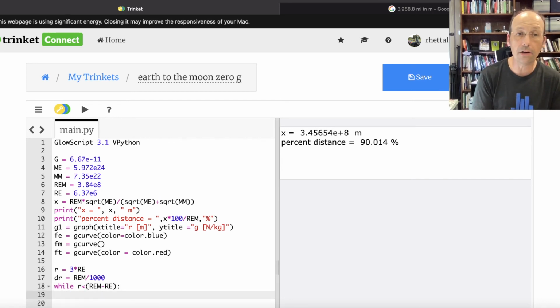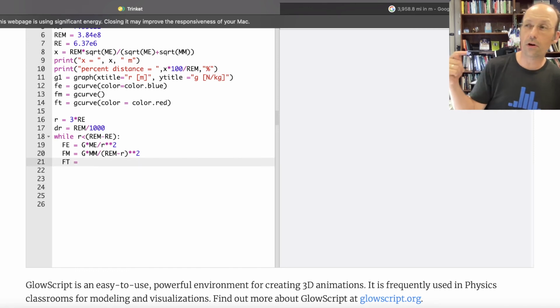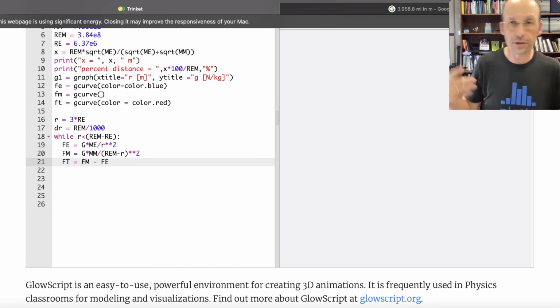Okay, so step 1, I'm going to calculate the gravitational force of the Earth, Fe. It's going to be G times Me divided by r squared. F moon is going to be G times mm divided by, now I have to take the Rem minus r squared, right? Because that's the distance. And then I can find the total, Ft. Let's call the Earth to the left, so it's going to be Fm minus Fe. So we're dealing with scalar versions here. I made it in the x direction.